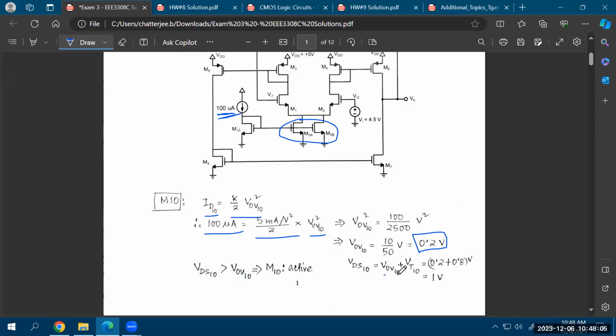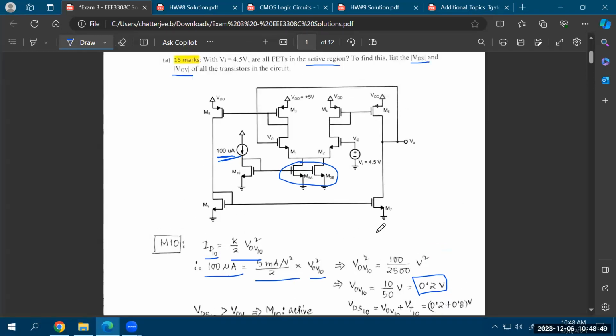The VDS of this is equal to V overdrive plus VT, because VDS is equal to VGS for this M10 transistor, because this is diode connected. So your VDS, the drain to source voltage, is equal to the gate to source voltage, because drain and gate are connected. And gate to source voltage is overdrive plus the threshold voltage by definition, because the definition of overdrive is VGS minus VT. So VGS will be equal to V overdrive plus VT. If you do that, you'll find out the VDS of this transistor is 1 volt. Of course, VDS10 is greater than the V overdrive of 10. That means M10 is in the active region.